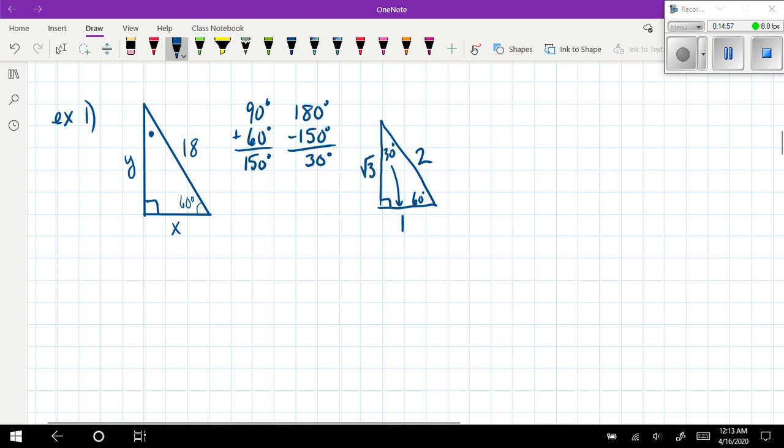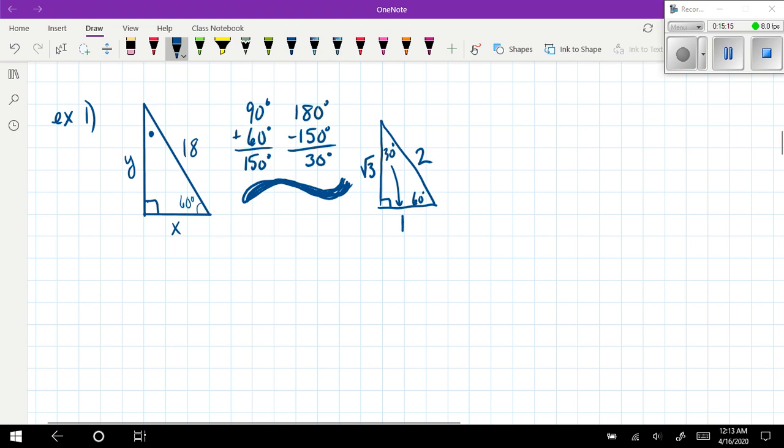Let's not forget that. These two triangles, because they have the same exact angle measurements, are what are called similar triangles. Similar triangles have the same basic shape, but possibly different sizes.